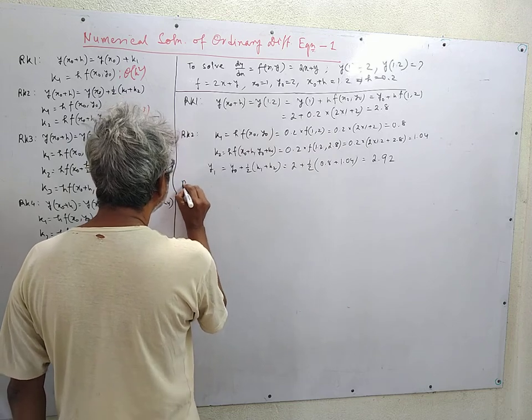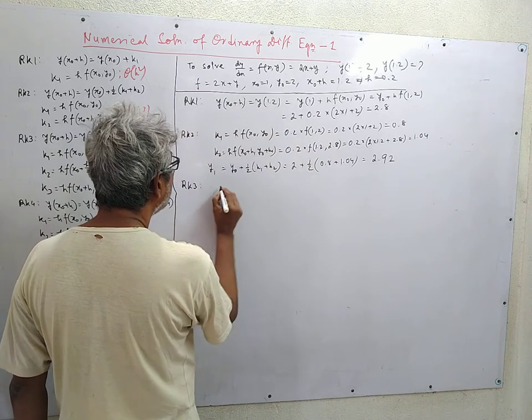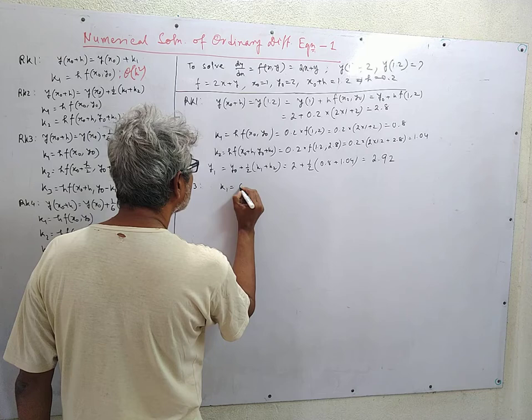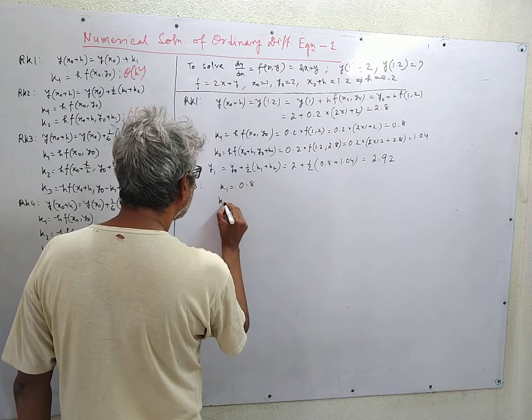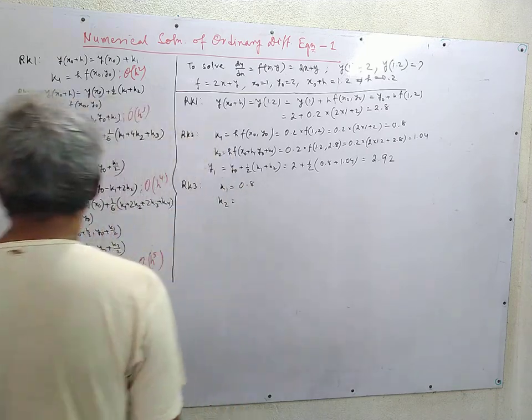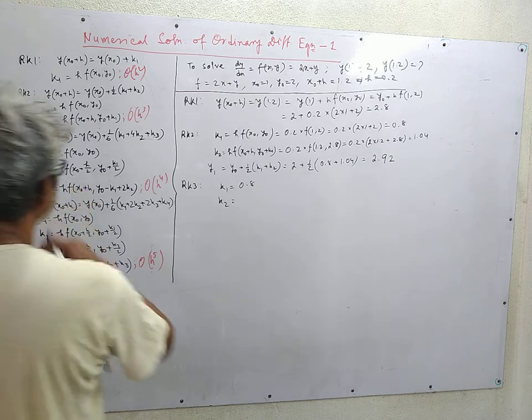In RK3, k1 is the same, equal to 0.8. K2 in RK3 is this much.